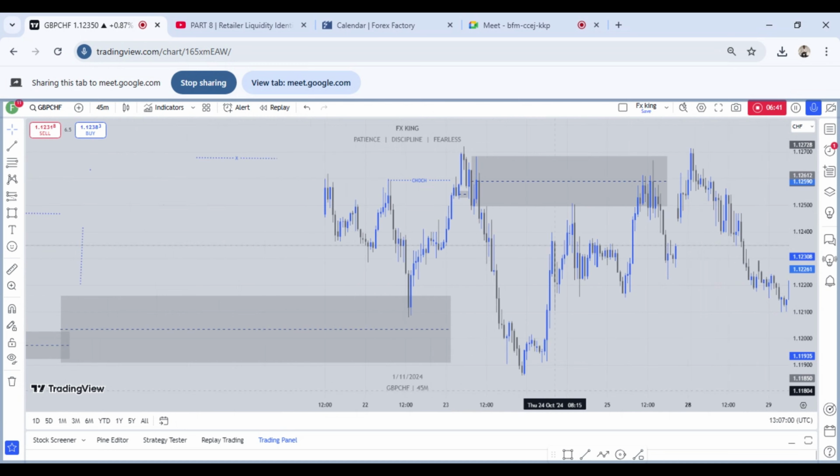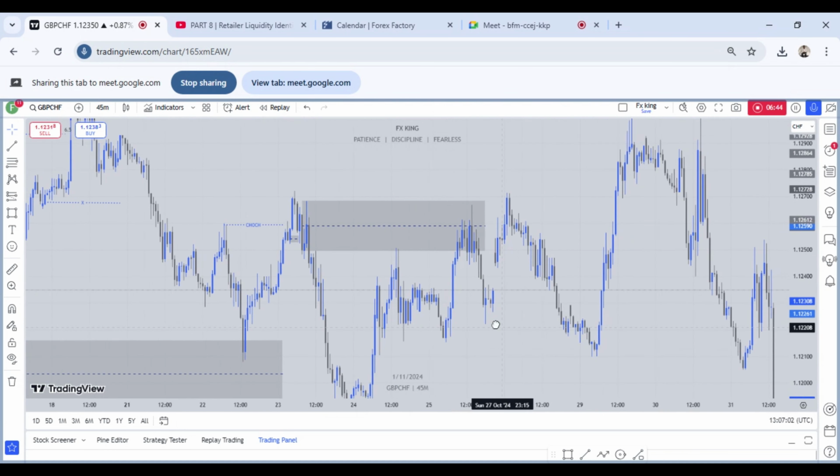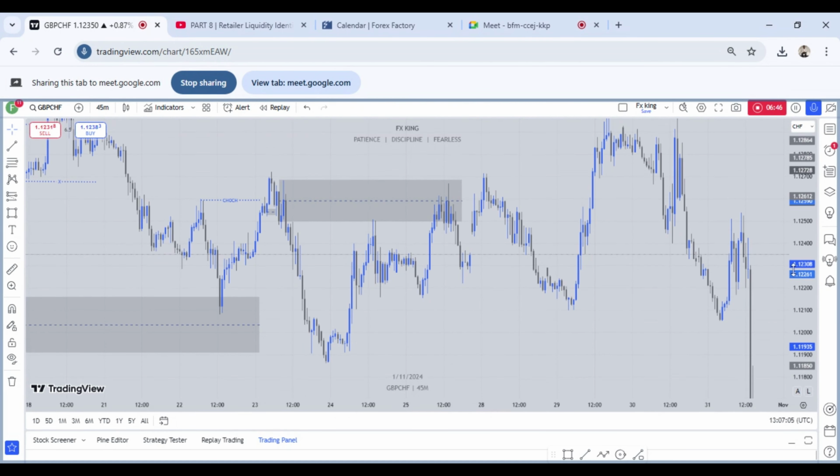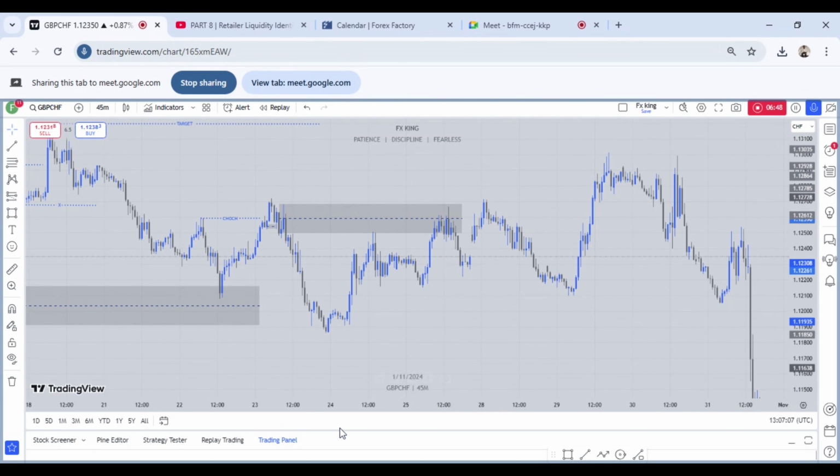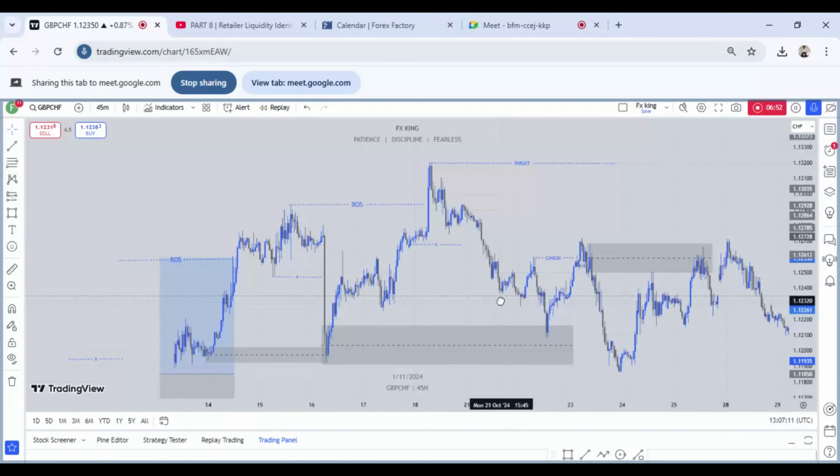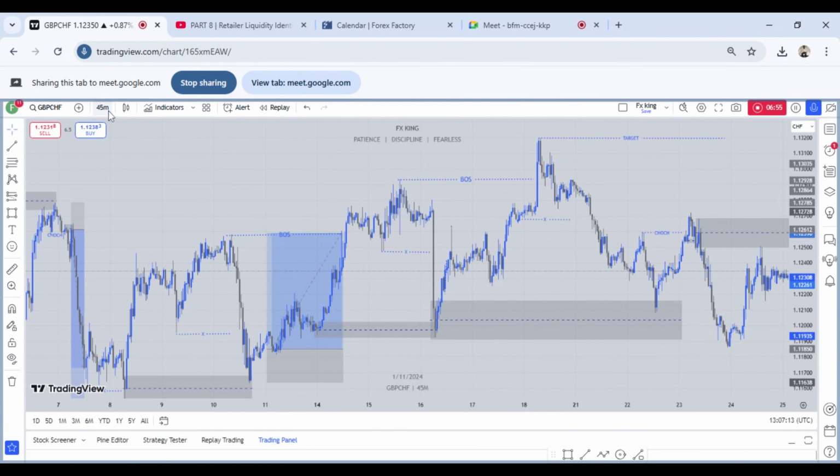I think this is some of the drawings I did here the last time that we had a class, some of the mappings I did. I've not really checked out these pairs. I've not been trading this week.